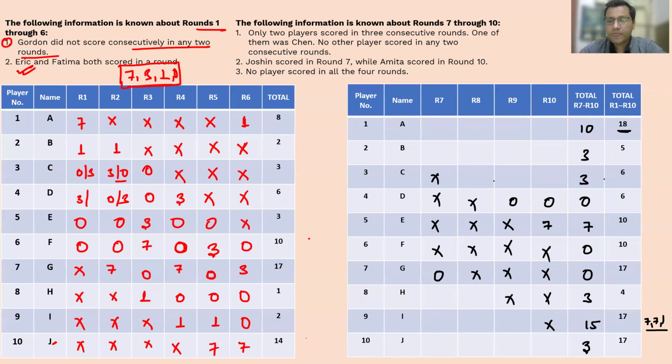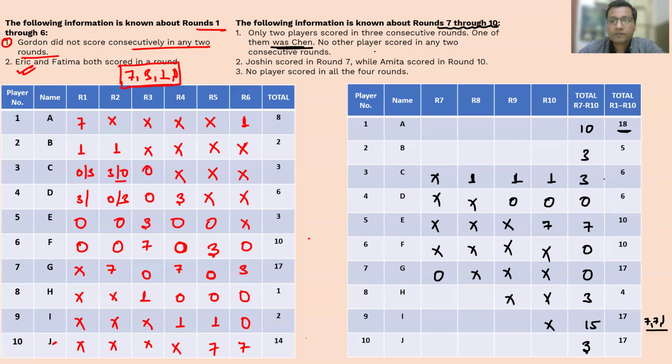Now, let me read some of the information given for round number 7 to 10. First is only 2 players scored in 3 consecutive rounds. One of them was Chen. Chen has scored in 3 consecutive rounds. So that means that cannot be 3-0-0, 0-3-0 or 0-0-3. That has to be 1-1-1 only, right? So this is 1 because he has scored in 3 consecutive rounds. So this has to be 1-1-1, right?